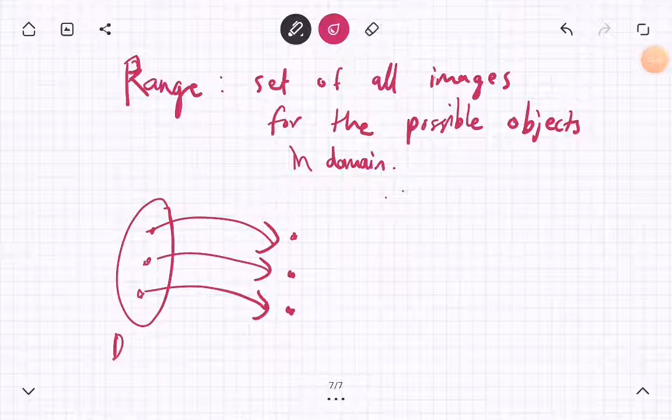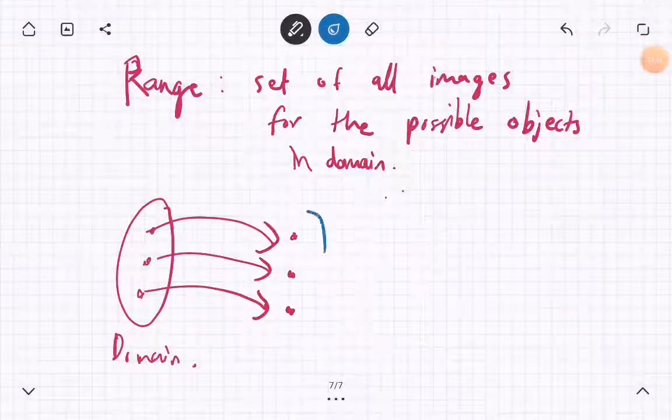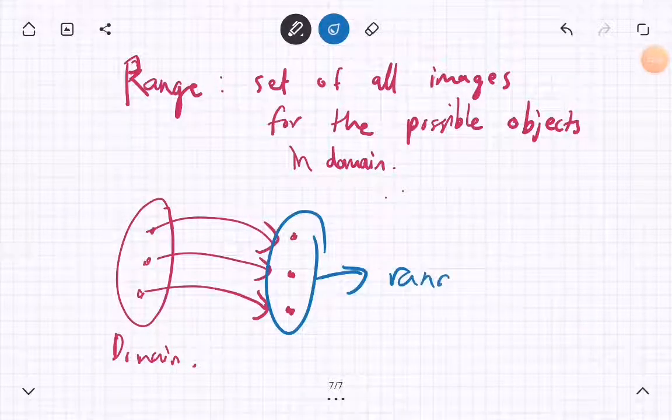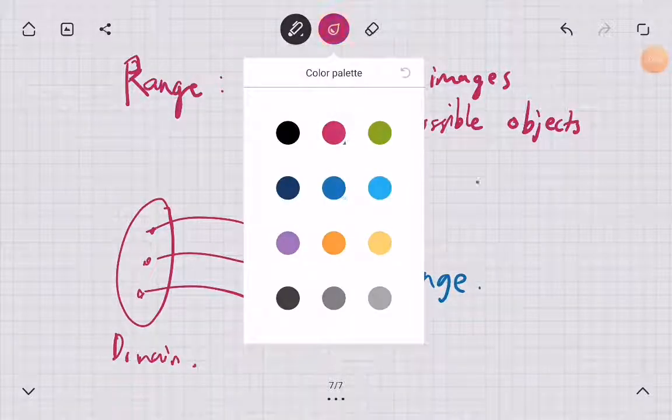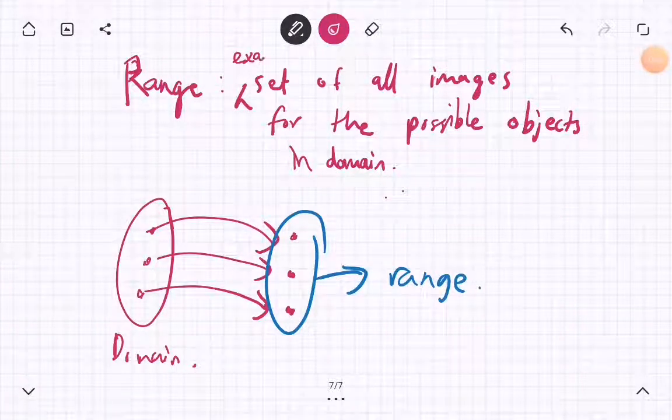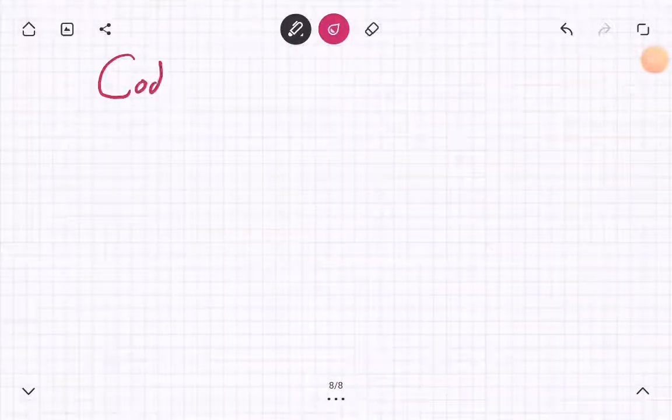Okay, so this is the domain. Say our domain only has 3 points. You map them here to these 3 points. So then these 3 points here are the range. Okay, it's exactly there. So this is a very important word here. It's exactly the set of all images for the possible objects in the domain. So nothing more, nothing less. Okay, cool.